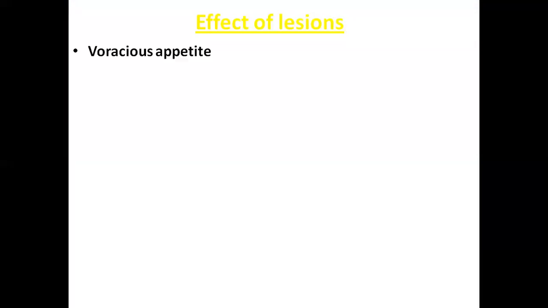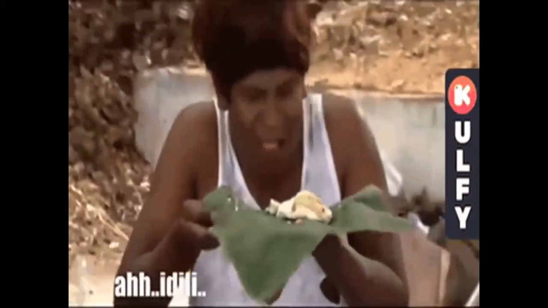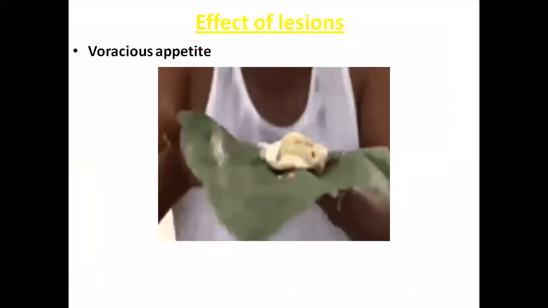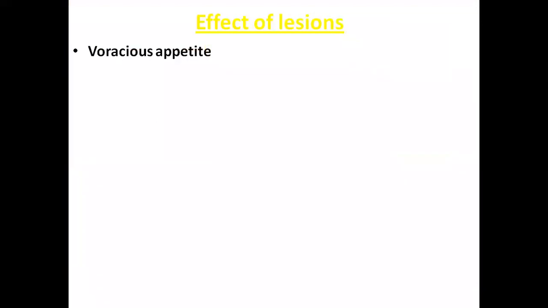Coming to the effect of lesions, the lesion of the limbic system can cause voracious appetite. Remember, indiscriminate feeding. So you eat whatever is there. You don't know what is there. It need not be food. It can be any object. They will start eating. So that is indiscriminate feeding. Voracious appetite. You can't stop it. You keep feeling hungry all the time. I know many of you have that normally itself.